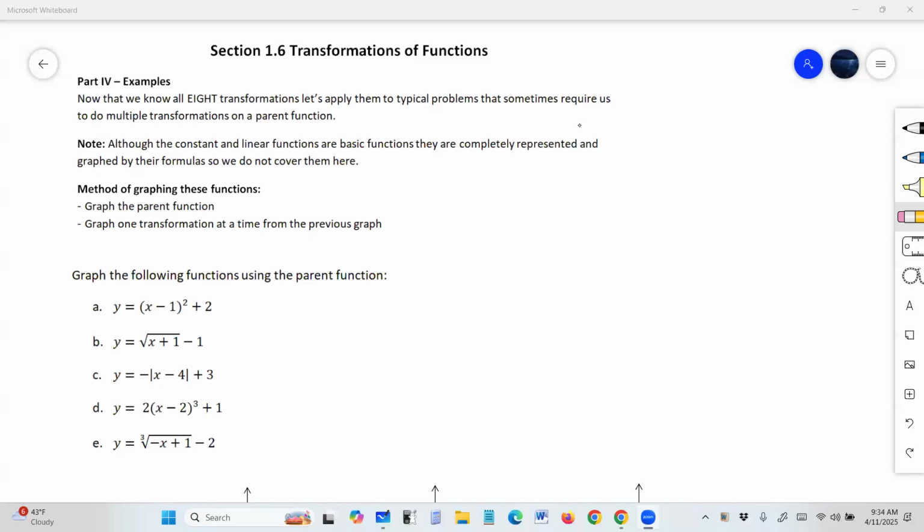Hi, hello everyone. So this is the video dealing with section 1.6, transformations of functions, and this is the last part, part 4, where we go over some examples.